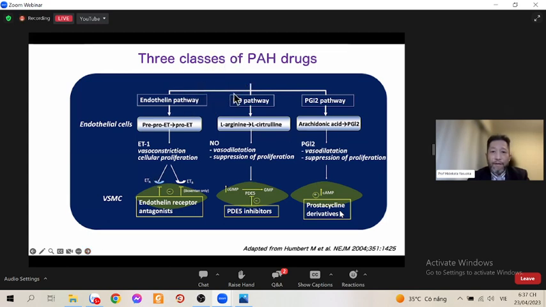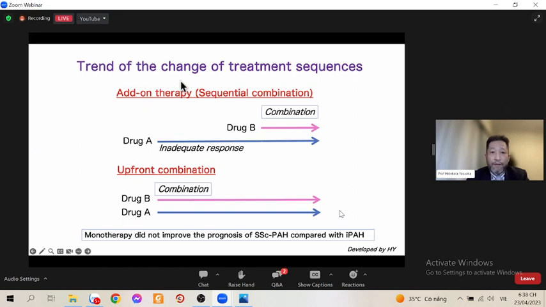As you all know, there are PAH drugs in 3 pathways: the endothelin pathway, the nitric oxide pathway, and the prostaglandin I2 pathway. There is a trend of change in the treatment sequence, and we usually use combination therapy of these 3 classes of drugs. Formerly, we used add-on therapy, in other words, sequential combination therapy. But the recent trend is upfront combination. It is because monotherapy did not improve the prognosis of SSc-PAH compared to IPAH.